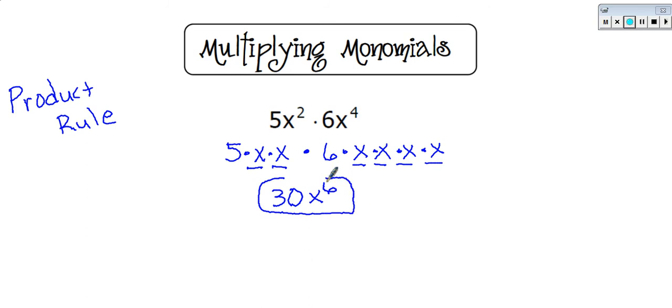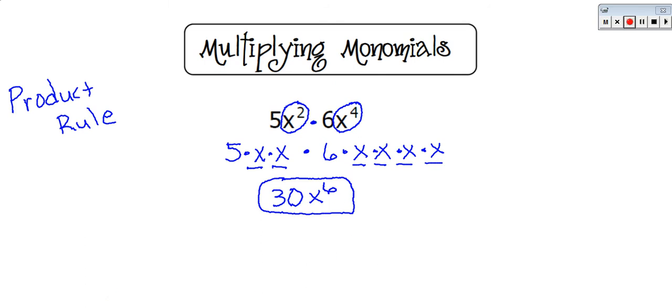Well, there's a quicker way to do this using something called the product rule. And the product rule says this. Take your 5 and 6, and since they're different bases, you multiply them. But since we have here x to the power 2 times x to the power 4, these are the same bases. And since they're multiplying the same base, you add the exponents, and 2 plus 4 gives us 6.